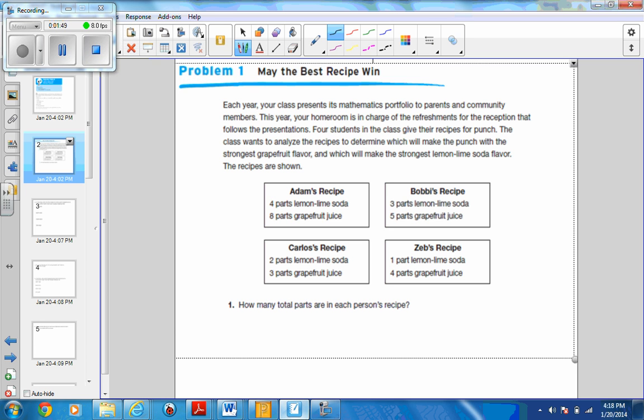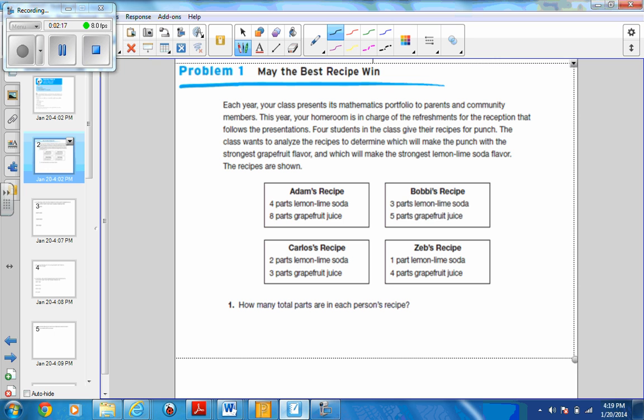Adam's recipe: 4 parts lemon lime soda, 8 parts grapefruit juice. Carlos' recipe: 2 parts lemon lime soda, 3 parts grapefruit juice. Bobby's recipe: 3 parts lemon lime soda, 5 parts grapefruit juice. Zeb's recipe: 1 part lemon lime soda and 4 parts grapefruit juice. So you can see each recipe has at least lemon lime and grapefruit. That's what they have in there.